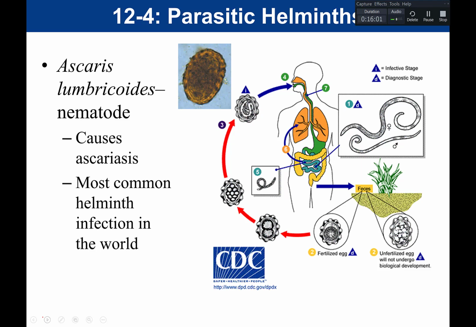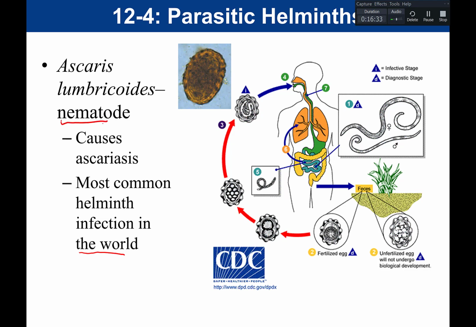The next worm that we're going to talk about is Ascaris lumbricoides. Ascaris lumbricoides is going to be the most common helminth infection in the world. That's an important fact. So the most common helminth infection in the world. Over 1 billion people in the world have this worm. So about 1/7 of the world population is infected with Ascaris.